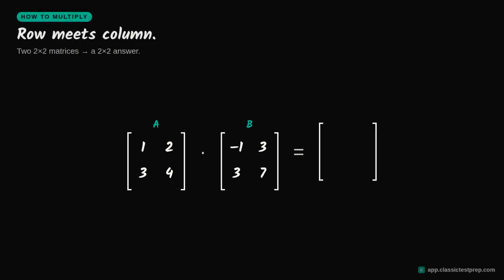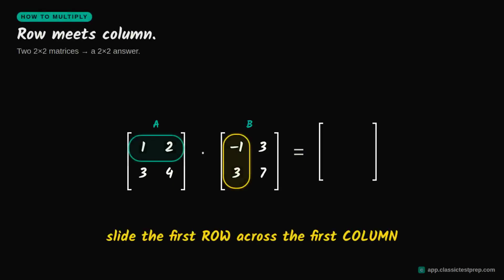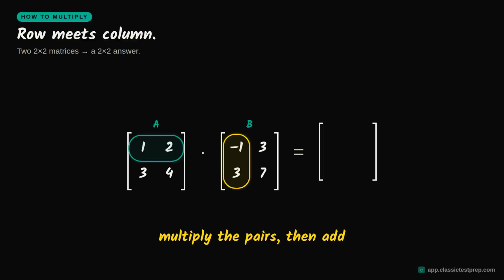Now, back to our original 2 by 2 matrices. Can we multiply these together? Yes, because 2 matches 2. And the resulting matrix will also be a 2 by 2 matrix because those are the outer dimensions. Now, how do we actually do this multiplication?